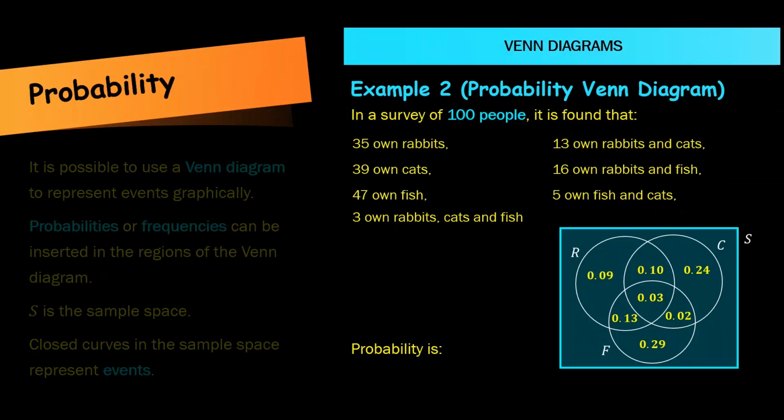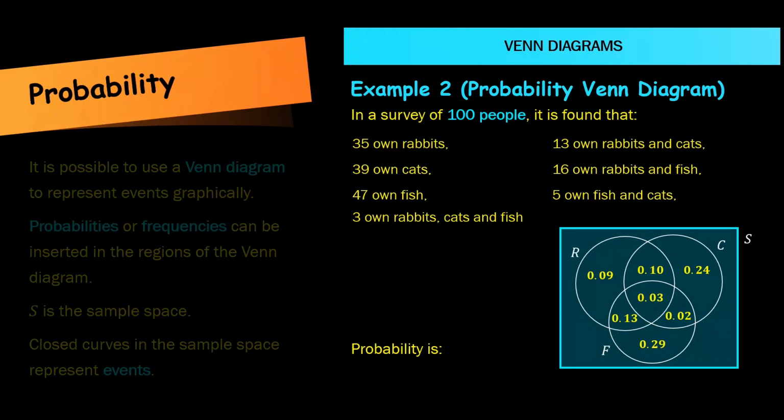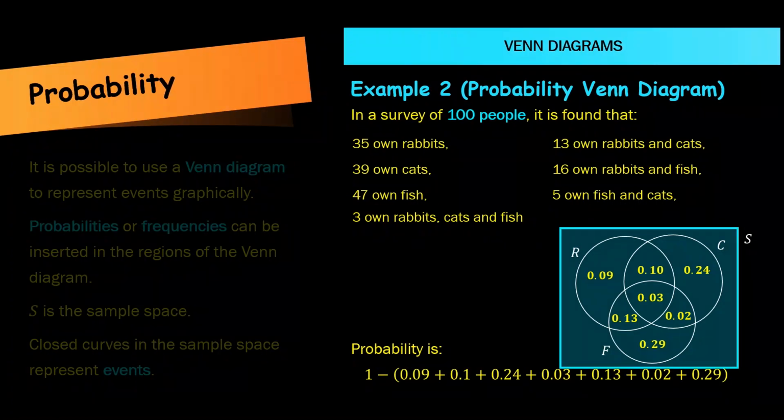Now, since the survey consists of 100 people, and we know that the sum of the probabilities so far is the sum of all these numbers in the Venn diagram, we know that the missing probability is going to be 1 minus the sum of all these probabilities, as shown here. And this equals 0.10. So let's pop 0.10 into the diagram as shown, in the sample space, but not in any of the circles.